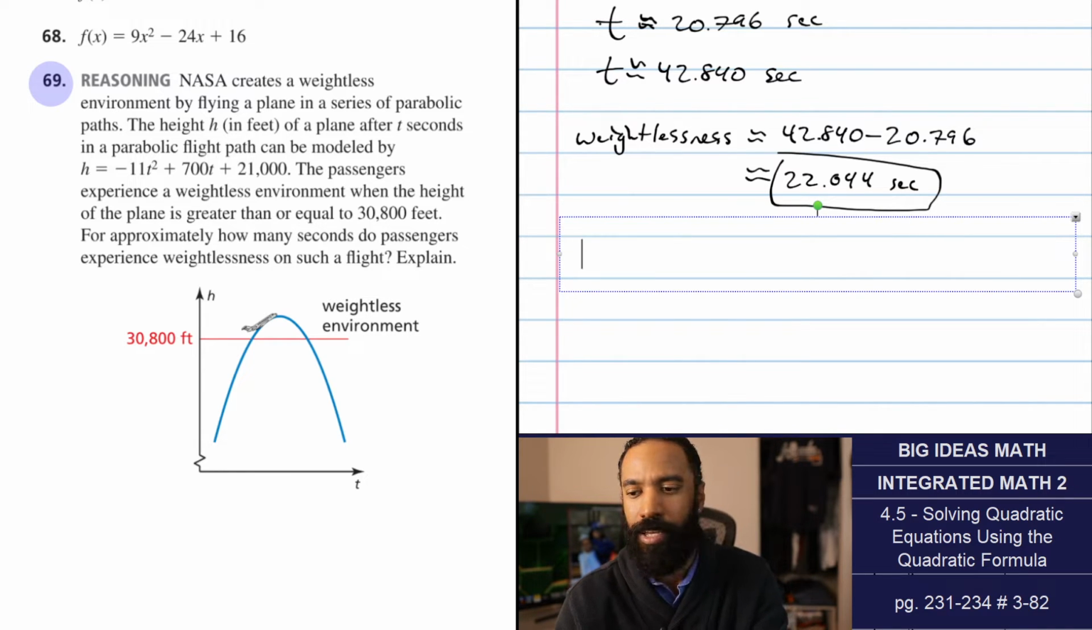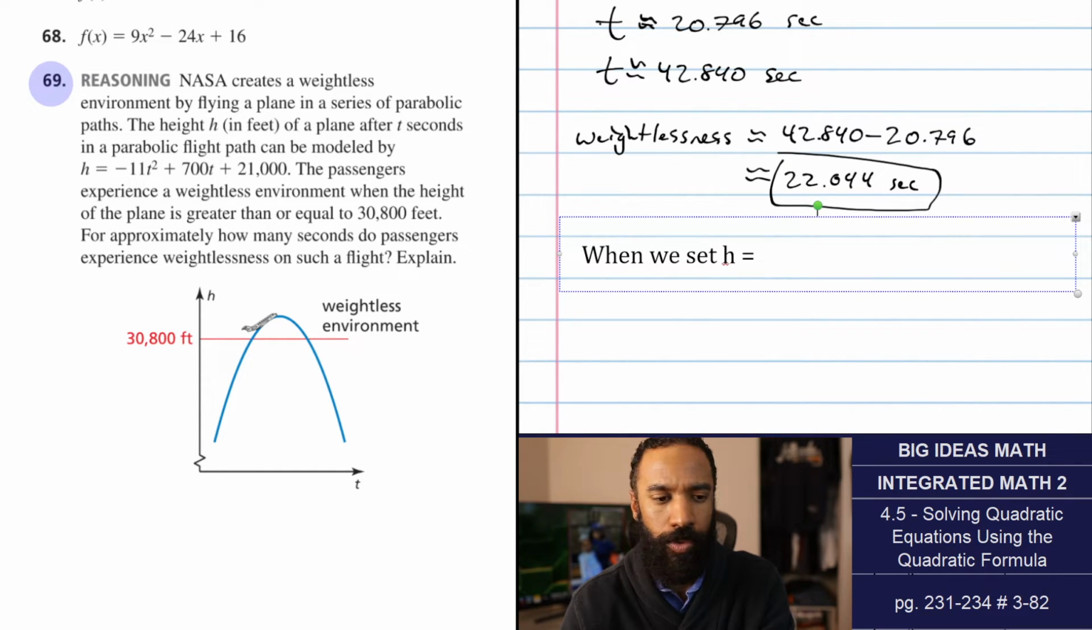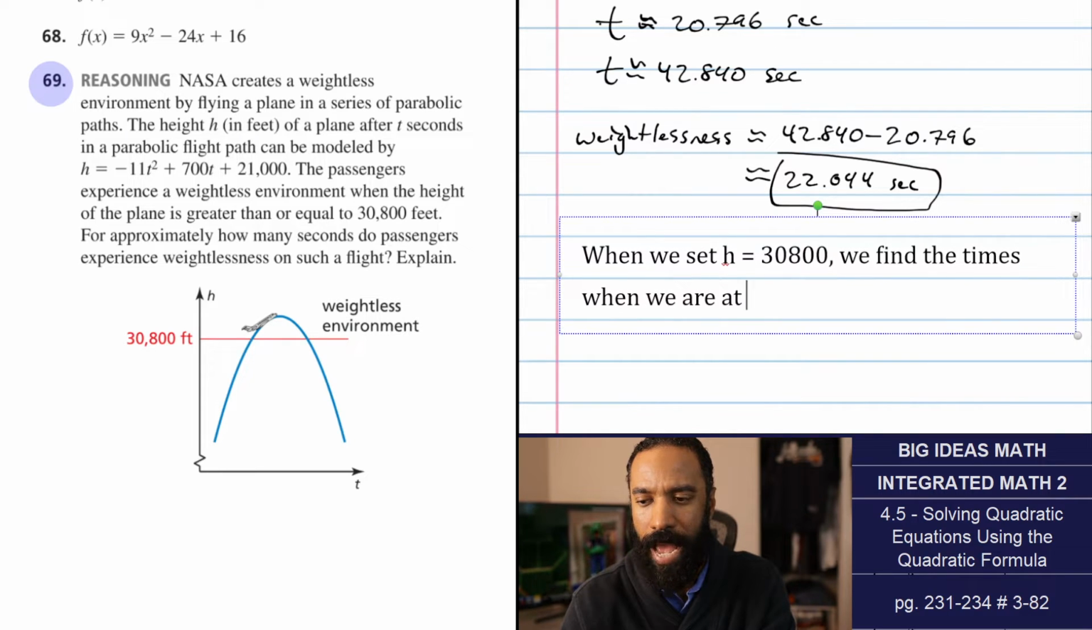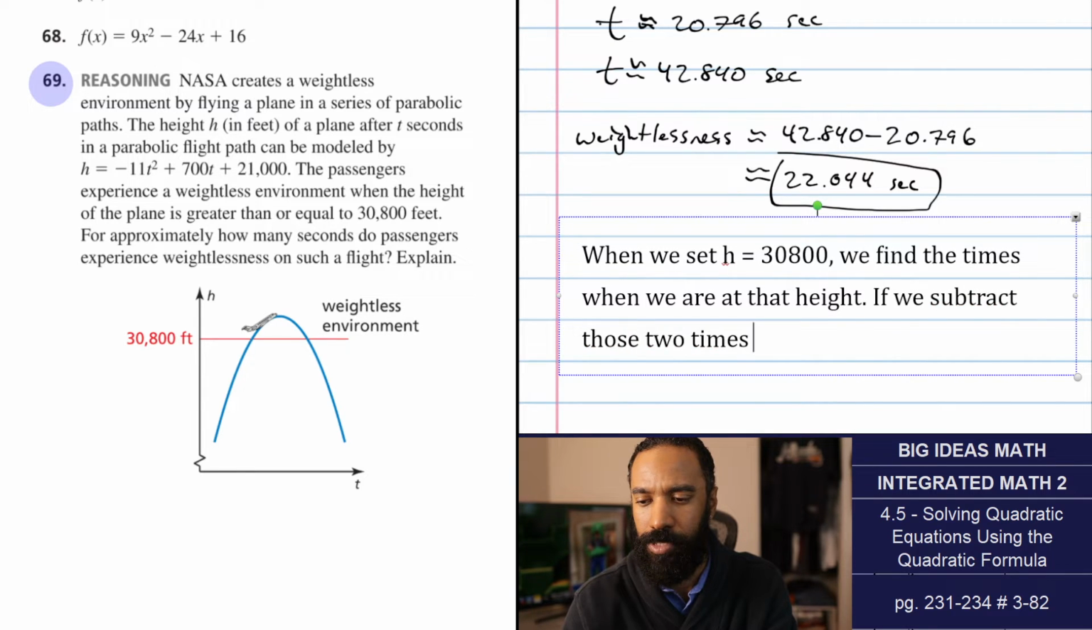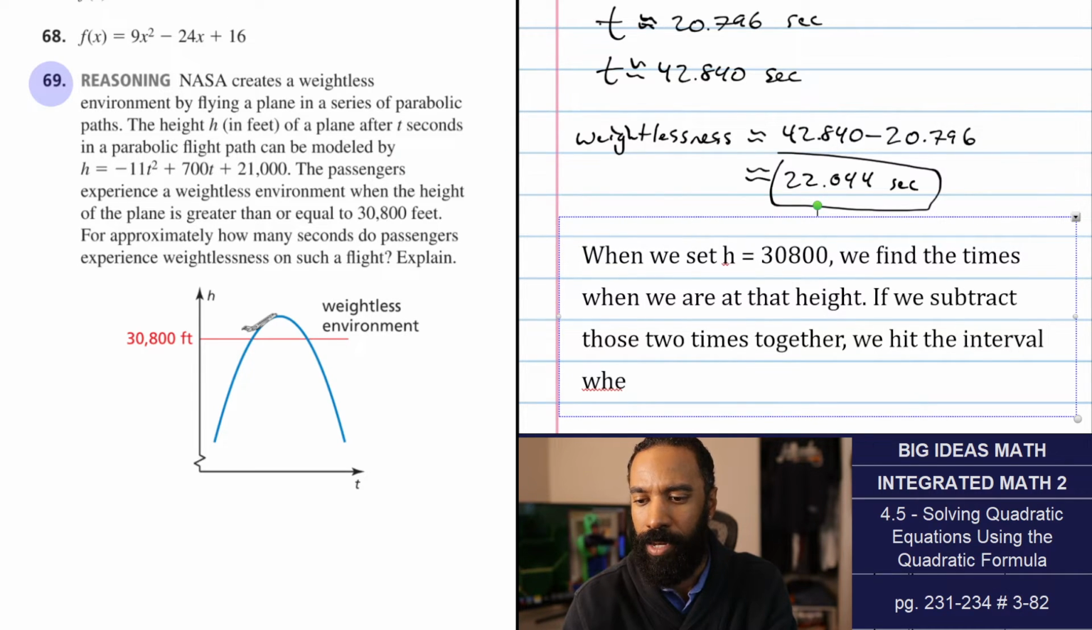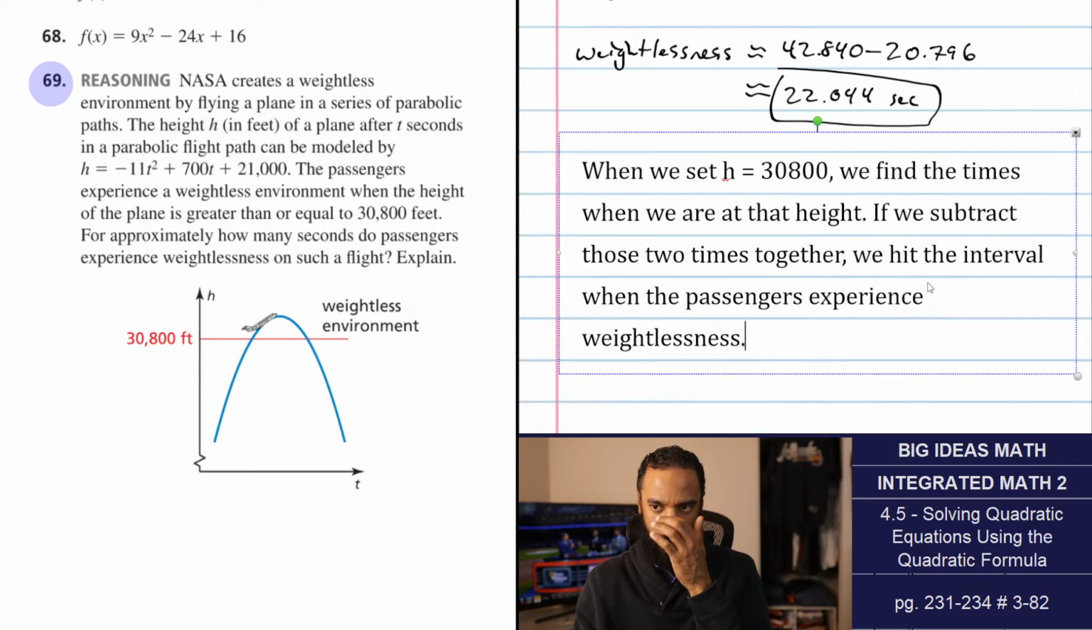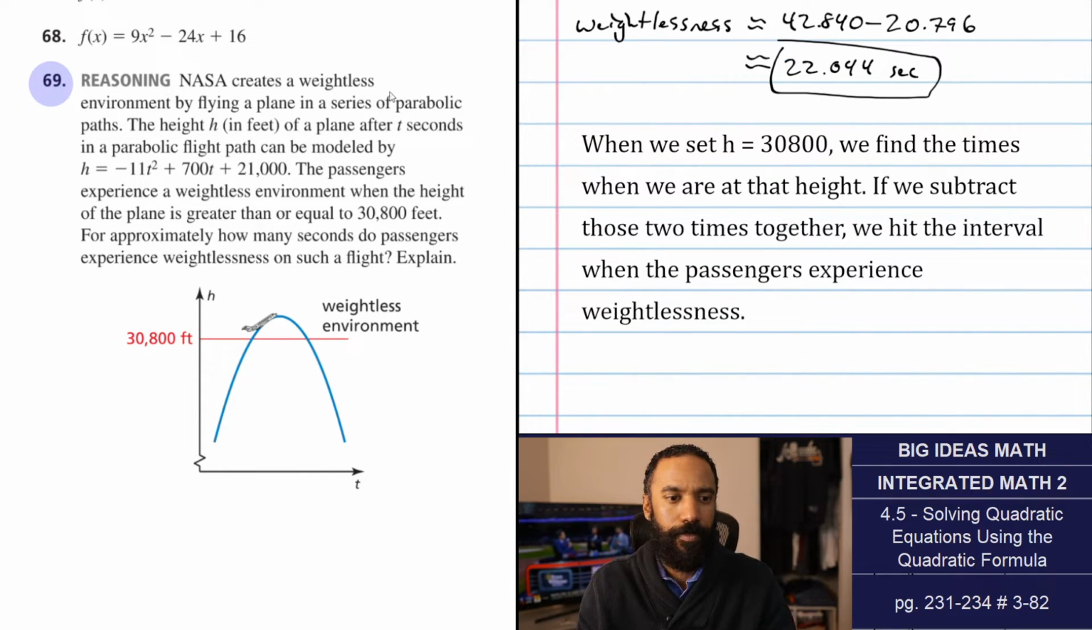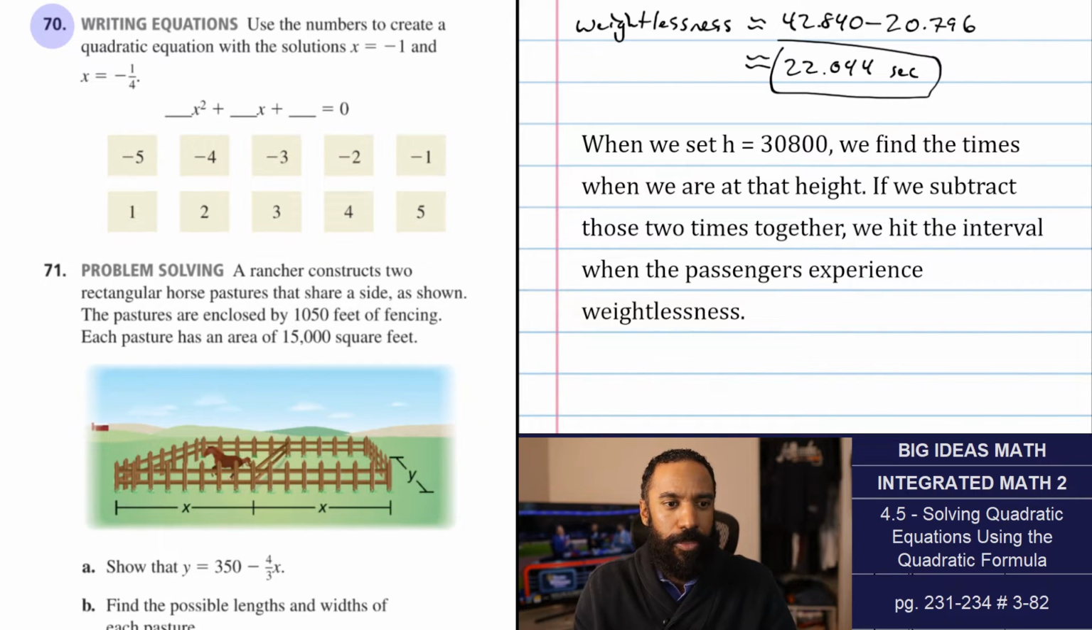So my explanation is, when we're solving for that thing, we're finding when it hits that height. So when we set h equal to 30,800, we find the times when we are at that height. If we subtract those two times, we get the interval when the passengers experience weightlessness. So we're going to subtract and find that out, and that's what we did. Okay. About 13 more questions here.